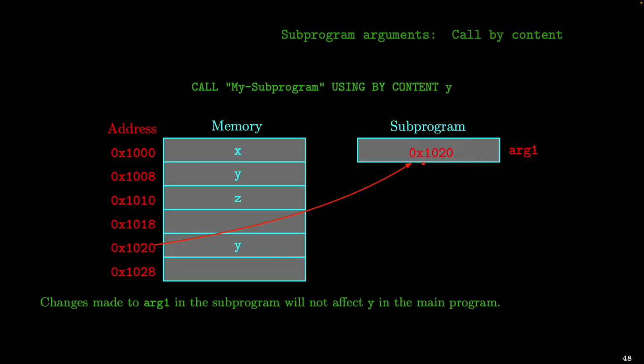But if we modify the argument 1 in the subprogram, then the changes will be written to this memory address here, and our original y will be unaffected by that. So that way we can pass parameters to a subprogram that, even if they are changed, will not affect the value in the main program.